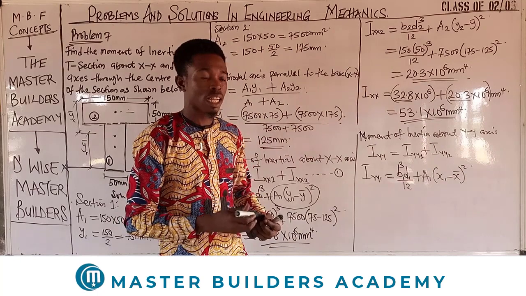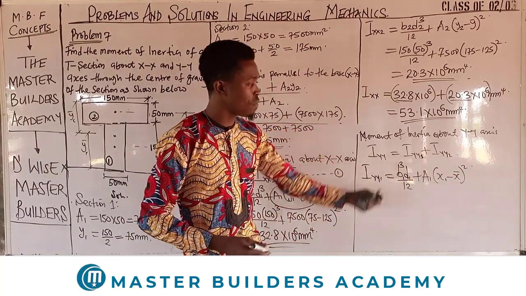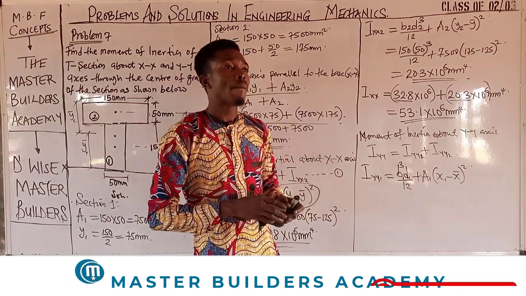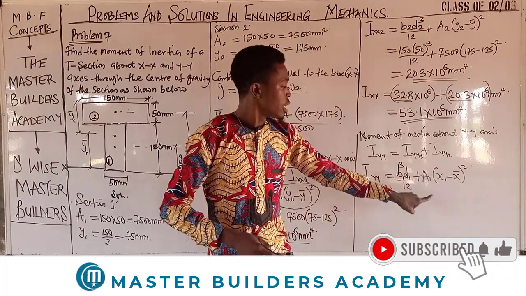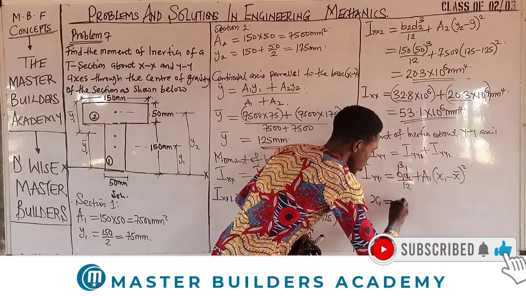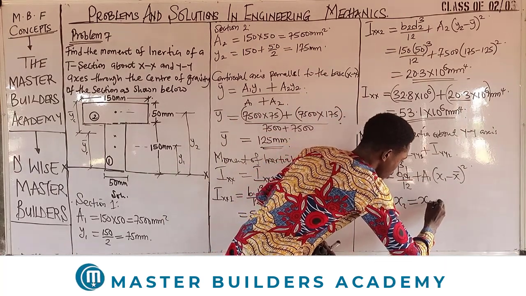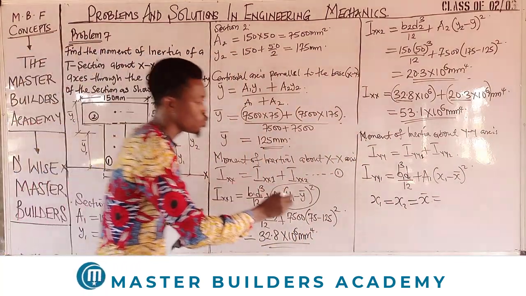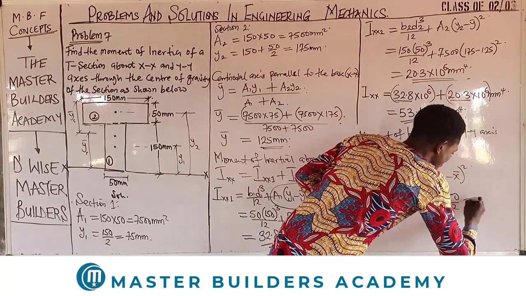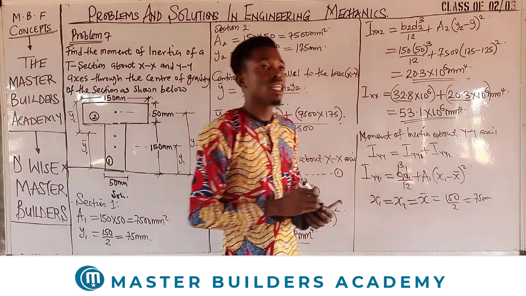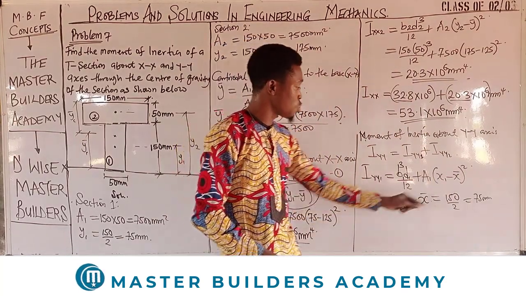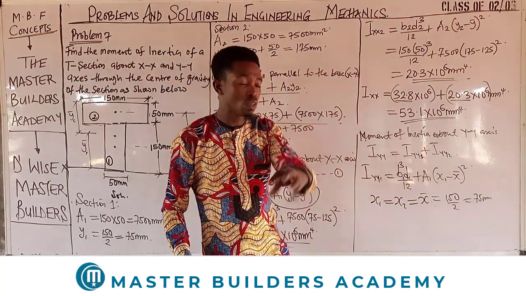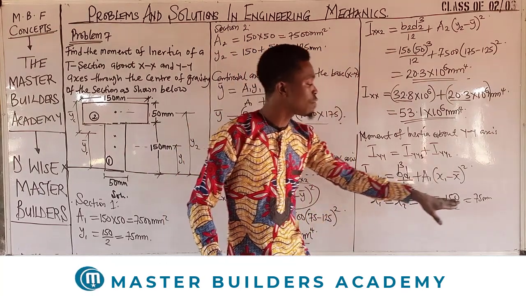This would have been the model we will use, or equation we would have used, to solve for Iy1, similarly for Iy2. But we are not going to make use of this part because this x1 is equal to x2 is equal to x bar, and everything is equal to what? The highest value of x divided by 2, which is 150 over 2, and this will give us 75 mm. What it means is that the value of x1, if you calculate for it, it will give you 75 mm. The value of x2, it will give you 75 mm. And the value of the mean, which is the centroidal axis, it will equally give you 75 mm.